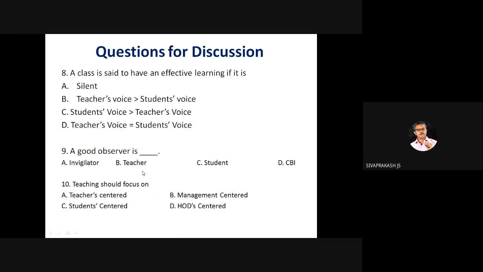Next, question number 9. A good observer is none other than the student. Question number 10, teaching should focus on student-centered learning. So that's the pedagogy, the syllabus, right? Even the evaluation pattern, right? Everything should be based on student-centered learning.